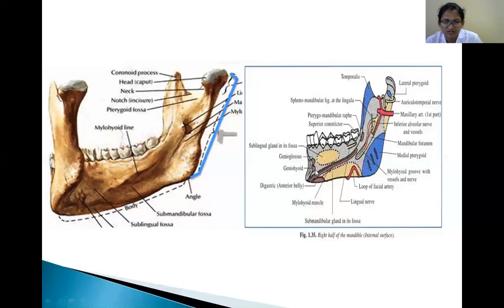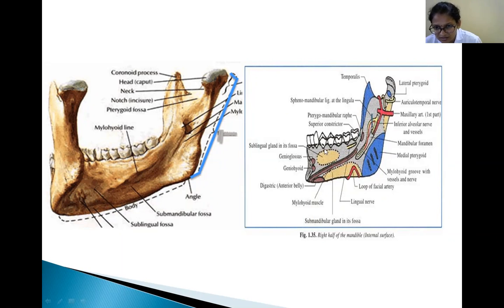Geniohyoid muscle. Genial tubercles are nothing but irregular elevations on the inner surface, in the midline. In the inner surface of the midline, you are going to see two superior genial tubercles and two inferior genial tubercles. Superior genial tubercles give attachment for the genioglossus, whereas inferior genial tubercles give attachment for the geniohyoid muscle.